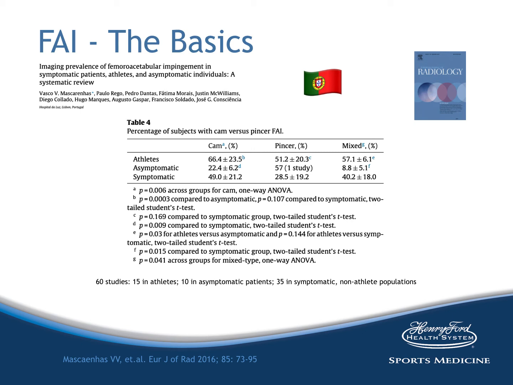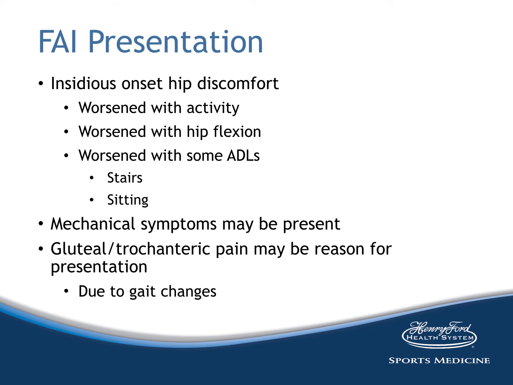So an athlete who presents with insidious onset of hip discomfort worsened by activity, worsened with hip flexion, potentially worsened with some ADLs, including stairs and sitting, may have femoroacetabular impingement. Mechanical symptoms may be present. Gluteal trochanteric pain may be the reason for the presentation, and they may have gait changes as well.